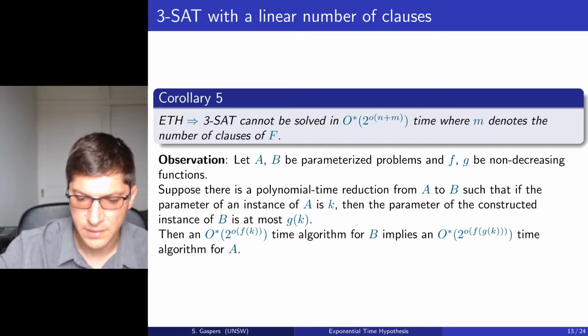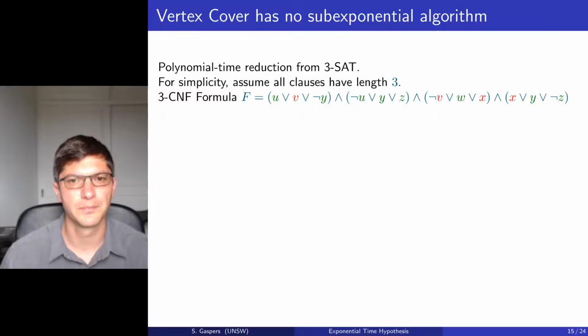Let's try and prove that vertex cover has no sub-exponential time algorithm. And for this we will reduce from 3SAT to vertex cover. And we will give a polynomial time reduction. Of course we could use SERF reductions, but here we don't need the full power of SERF reductions. A polynomial time reduction will be sufficient. For simplicity we will assume that all clauses have length exactly 3. Otherwise, we could, of course, add some dummy variables to make all clauses have length exactly 3.